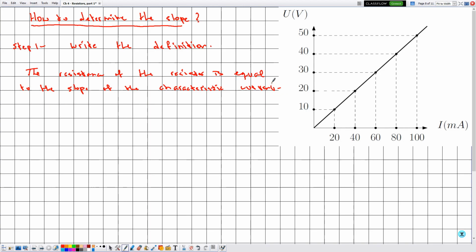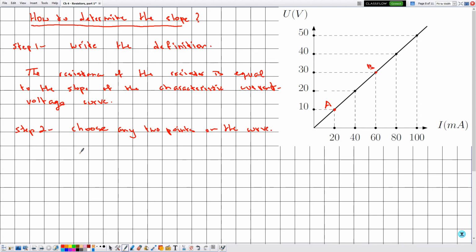Current voltage. Now step number 2 is to choose any 2 points on the curve. And let's choose the following points. So this is the point A and this is the point B.